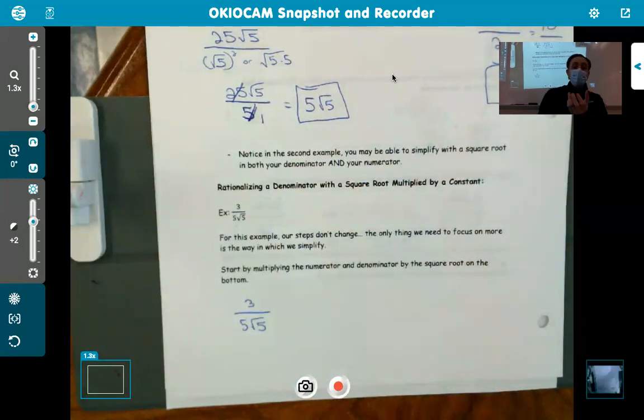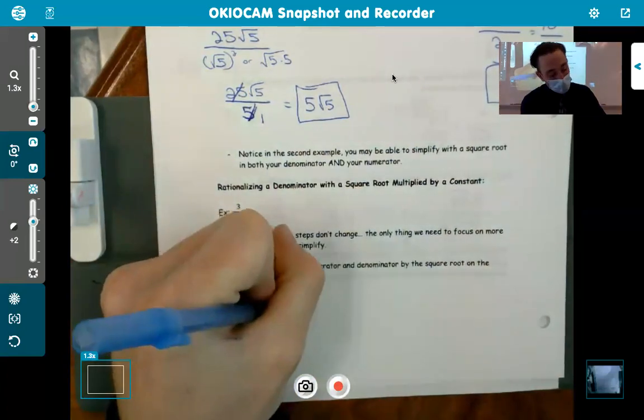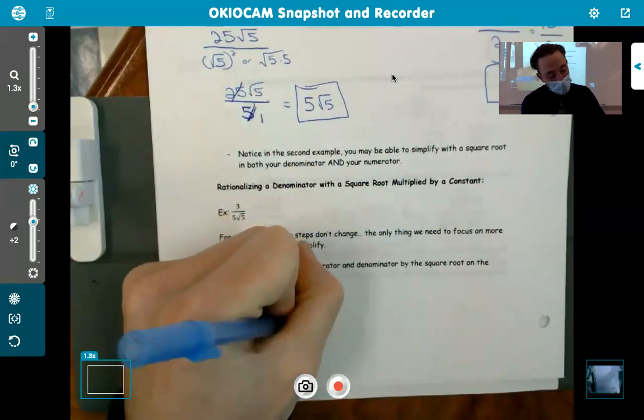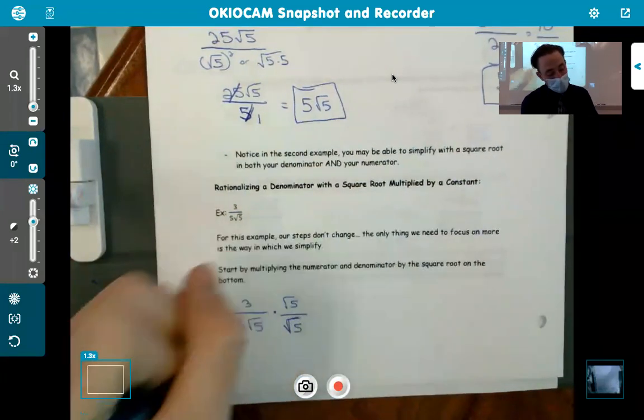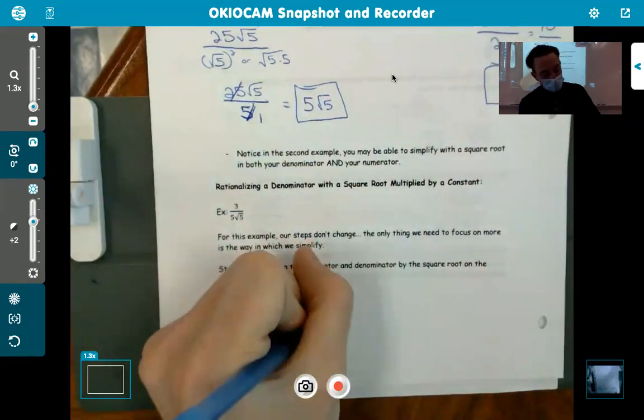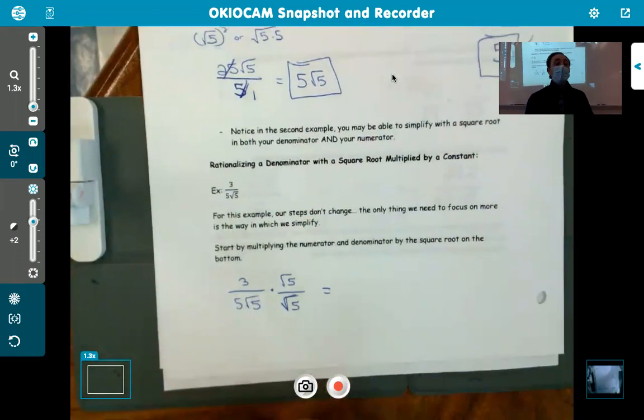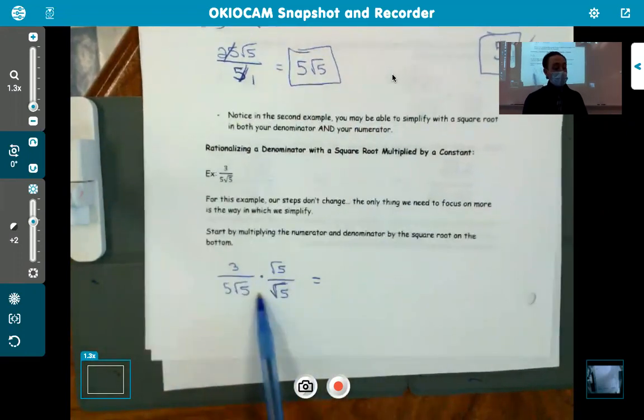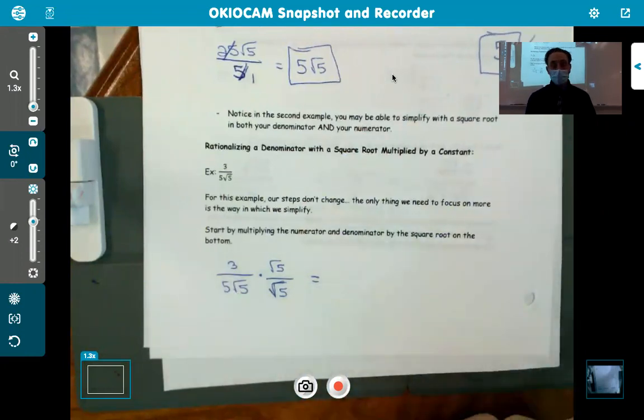And I'm going to start multiplying by whatever the square root function is in my denominator. Well, what should I multiply top and bottom then by? Square root of 5. Good. I'm trying to get rid of the square root in my denominator. You don't have to multiply it by the whole thing, just whatever the square root is, okay?